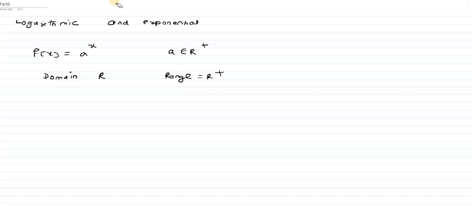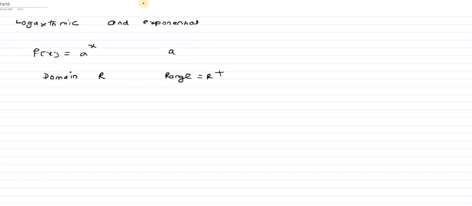What is an exponential function? Exponential function means any f of x equal to a to the power x. When you write a to the power x, where a belongs to the positive real numbers, it is known as the exponential function. So what is the domain? Domain can be any real number, and the range is the positive real numbers.